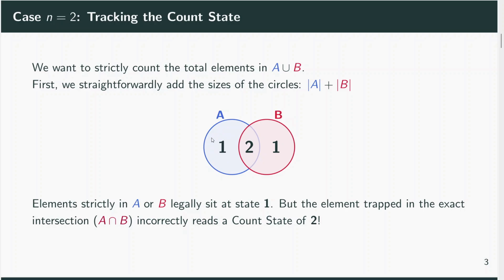That is exactly where we want it. Now consider an element that lives strictly on the right side, only inside B and not in A. By the same reasoning, when we count the size of A, it is not there. But when we count the size of B, it gets counted once. Its count state is also 1.